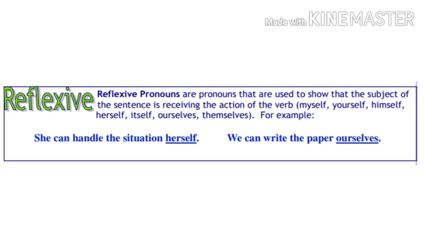For an example, see, she can handle the situation herself. Now see, herself is clearly reflecting to she. क्या रिफ्लेक्ट कर रहा है? That she can manage the situation by herself, where herself is clearly reflecting the activity or the capability of the subject she. Let's see one more example. We can write the paper ourselves. Now, who will be writing the paper? We. So the action of we, the ourselves pronoun, is clearly reflecting the action of we. So this was reflexive pronoun.